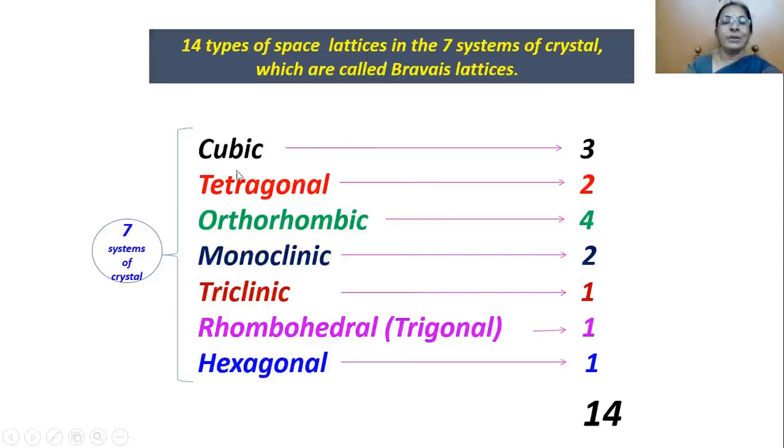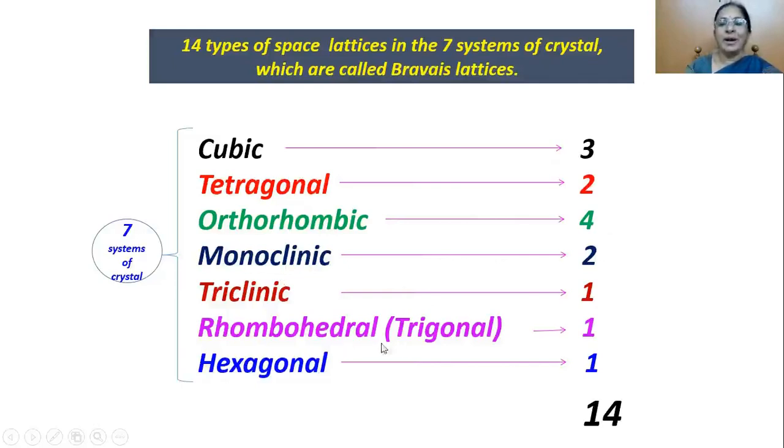Let us see. The cubic crystal can have 3 types of space lattices. Tetragonal can have 2 types. Orthorhombic can have 4. Monoclinic can have 2. Triclinic can have 1.